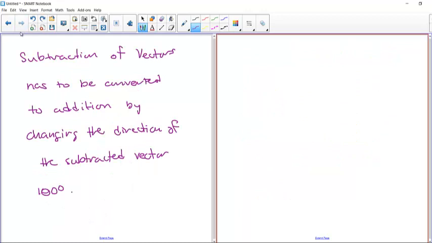The last thing we're going to talk about is adding or subtracting vectors analytically. So add and subtract analytically.